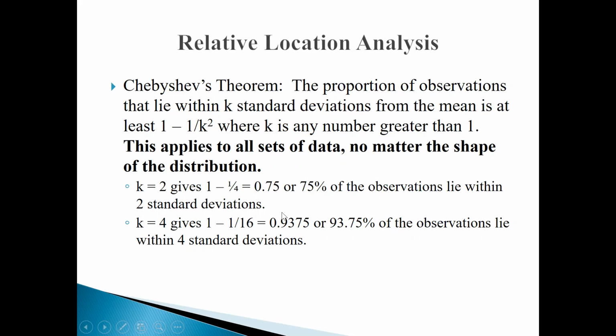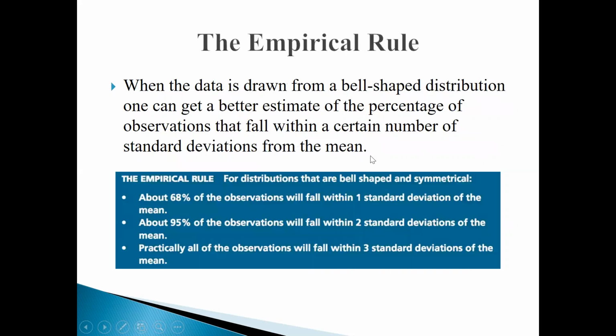You could do any number here, but 2, 3, and 4 are going to be the key ones. 3, I think, is 88.9%. And so you can see as you go up, it's getting higher values for the number of observations that lie within that many standard deviations. Now the key here is this applies to all sets of data, no matter the shape of the distribution.